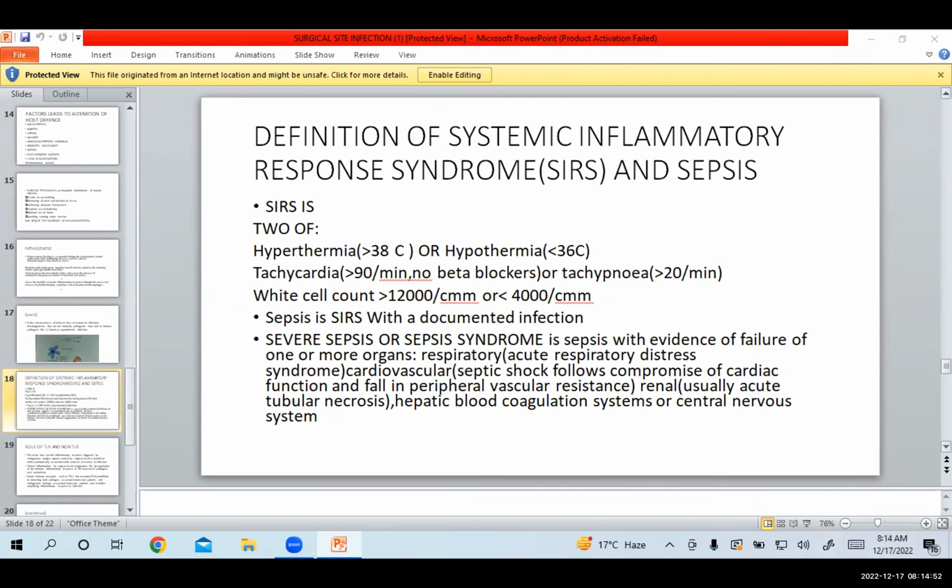Sepsis is SIRS with a documented infection, and severe sepsis or sepsis syndrome is sepsis with evidence of failure of one or more organs. Respiratory, acute respiratory distress syndrome; cardiovascular, which includes septic shock, follows compromise of cardiac function and fall in peripheral vascular resistance. Renal, usually acute tubular necrosis; and hepatic, blood coagulation systems or central nervous system.